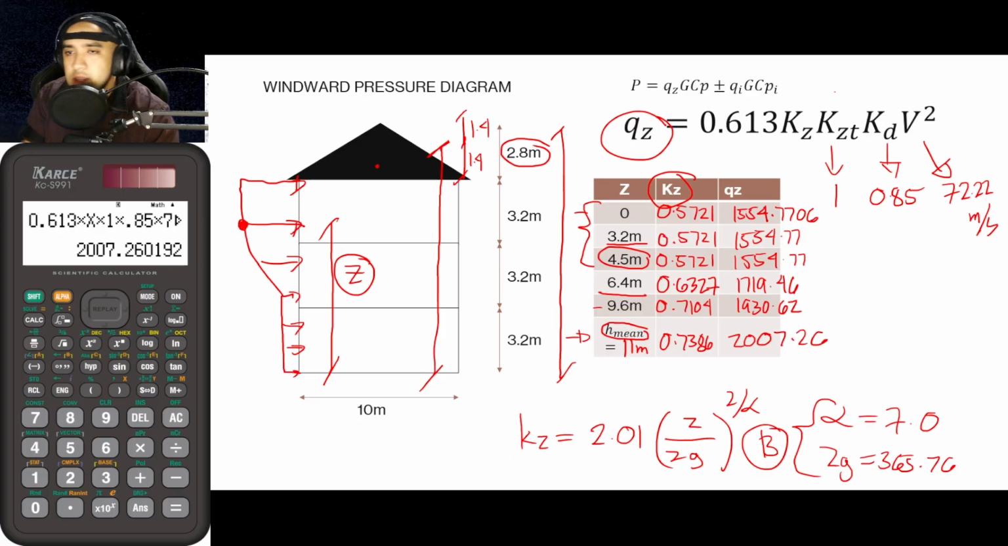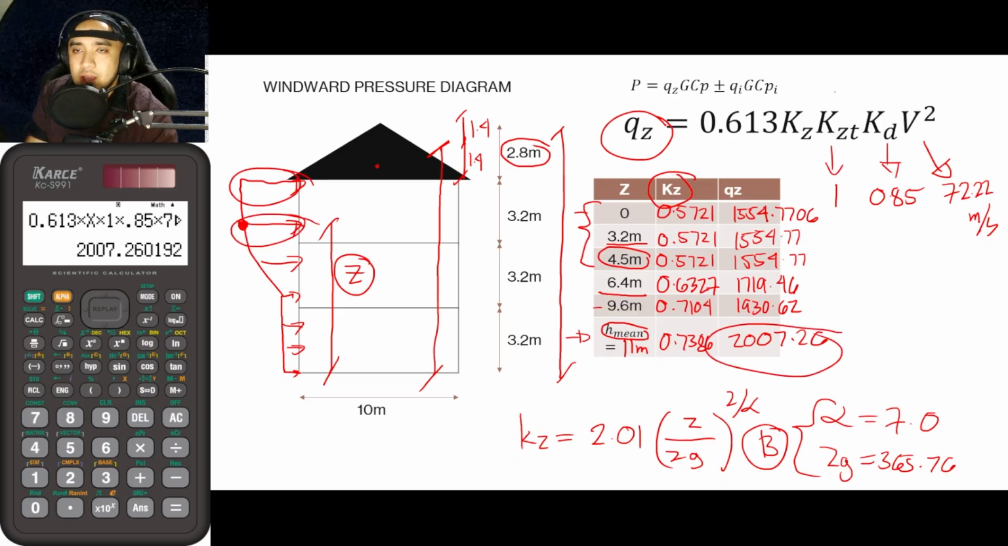Okay, so proceeding. Since we already know the value for Qs, if you're thinking that this is already the pressure that we will be inputting here, then you are wrong. Again, this is just the velocity pressure. We must multiply it first by the gust factor, the wall coefficients, and etc. in order for us to get the effective pressure.